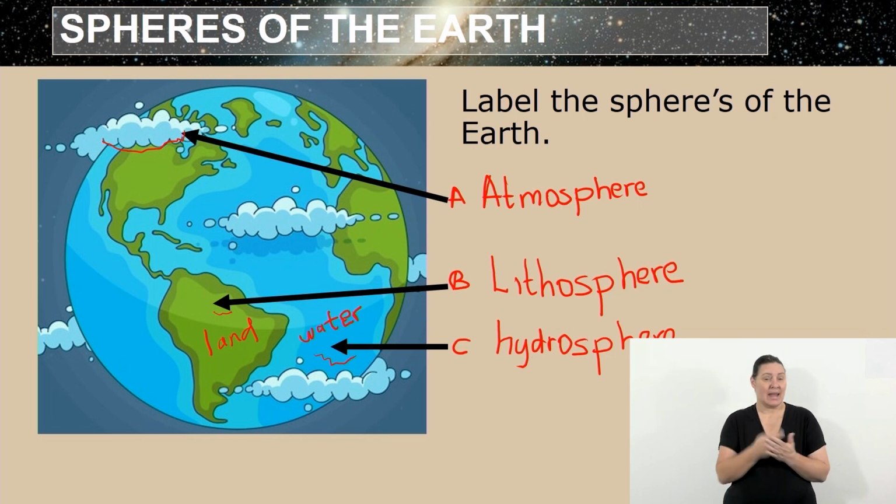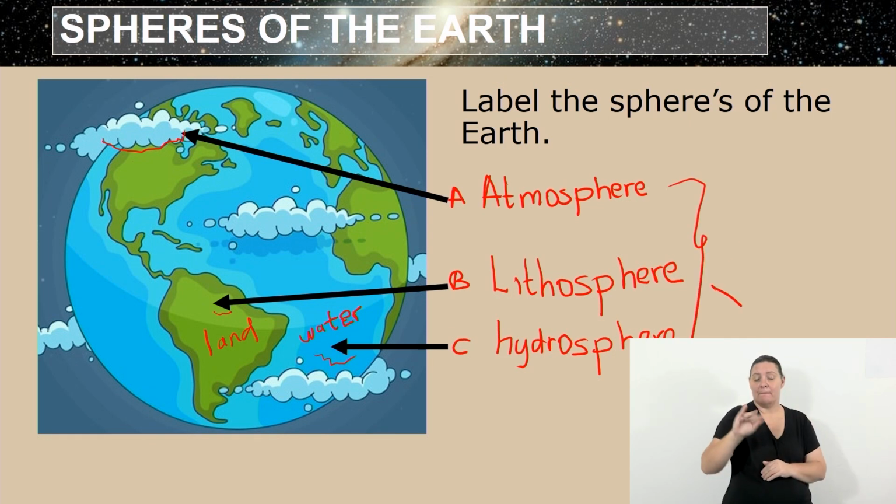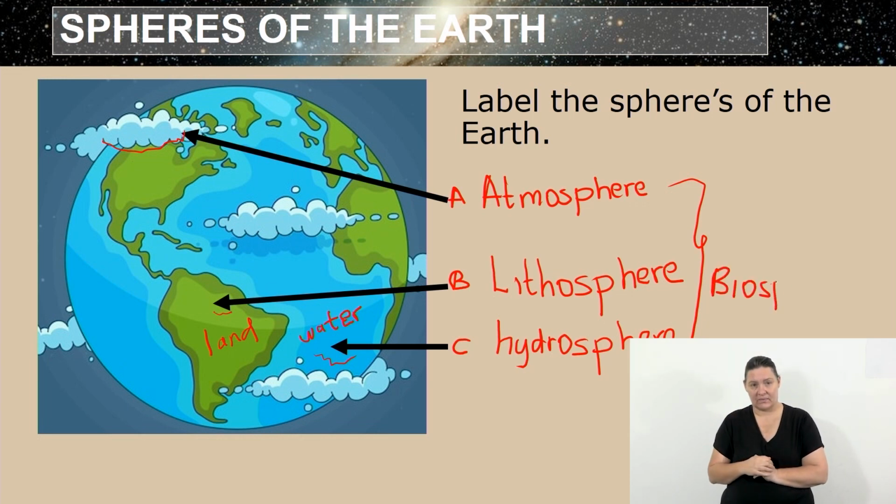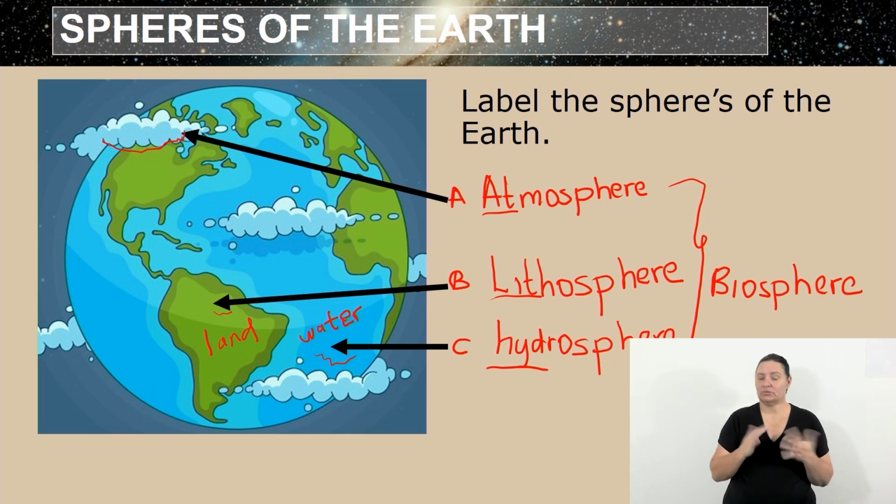Okay, if you can see from our labeling, we have labeled point A, point B, as well as point C. But there is one sphere that is missing. It is missing because we cannot see it in our diagram, but we know that in order for us to have what we call the biosphere, it's because of the interaction between the atmosphere, the lithosphere, and the hydrosphere. So these spheres need to interact with each other in order for the biosphere to exist.